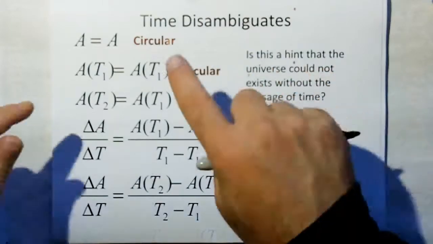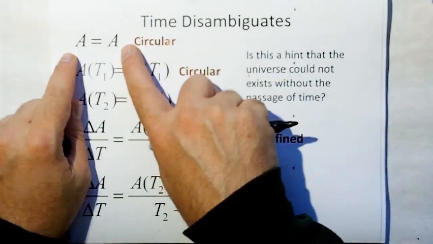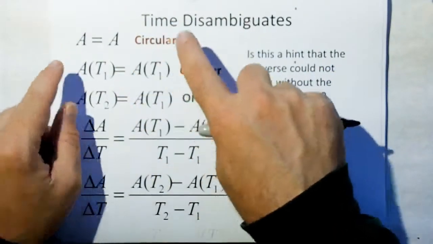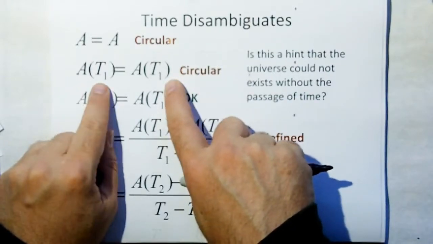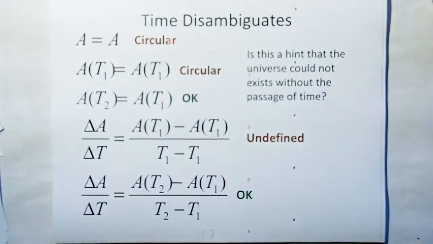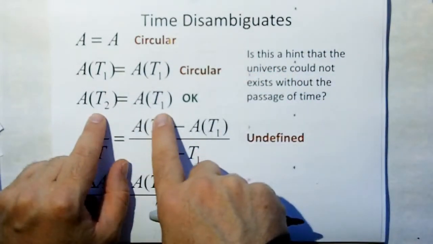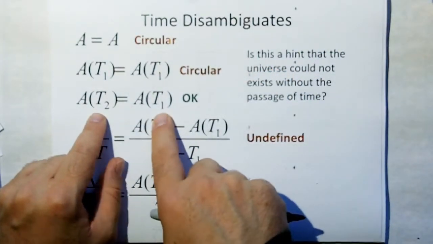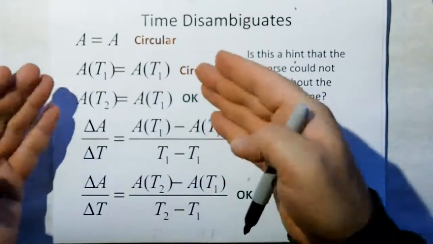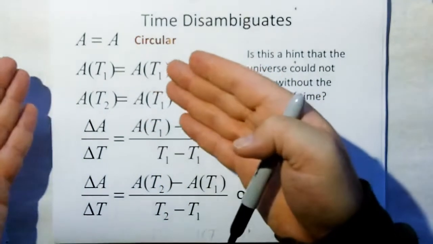Because without time, A is A, that's a circular definition, that's completely useless. And also, if we look at A at T1 and A at T1, that's also a circular definition, which is completely useless. But if we look at A at T2, comparing it to A at T1, well, that's okay. That means that A doesn't change over time.